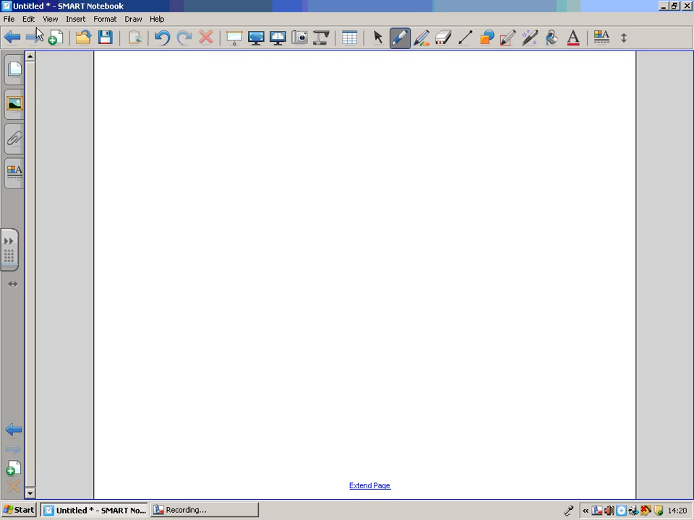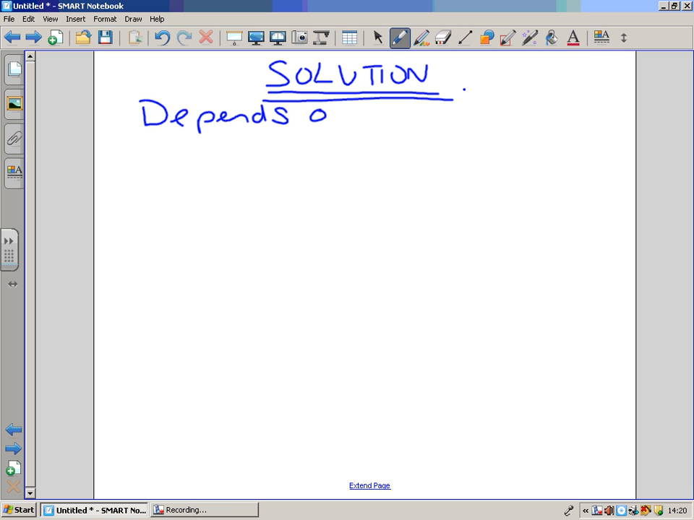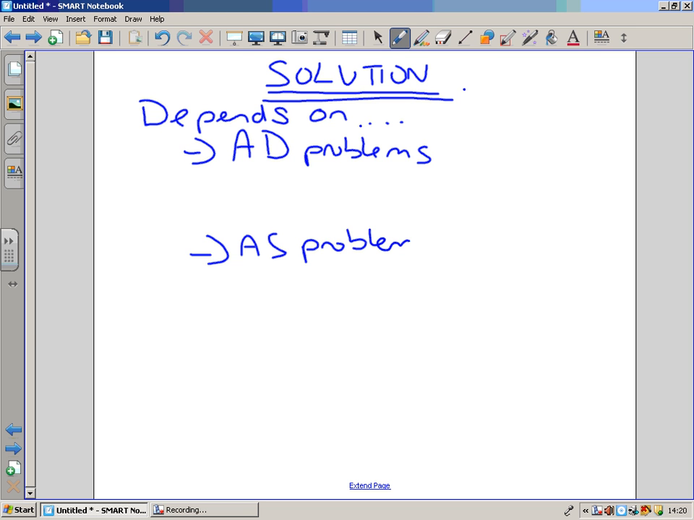So let's think now about a solution to the problem. So what can we do to solve the problem? Now all this depends on whether the problem's created by AD problems or problems with AS. Now let's explain what this could be then. Let's go for AD first of all. It could simply be that we demand lots of goods and services in the economy. It means we want to import too much. We'll look at how we can solve that problem in a second.